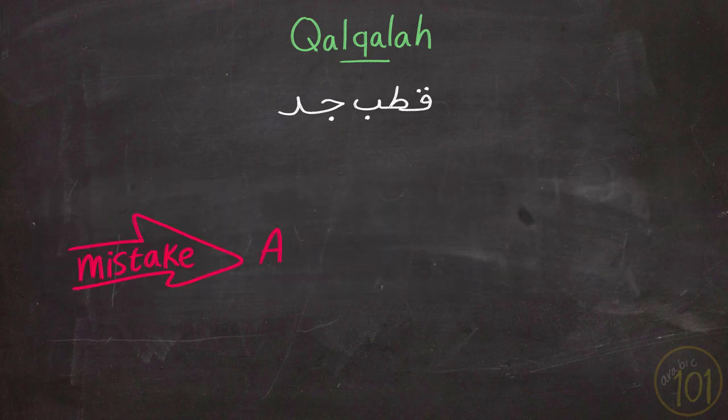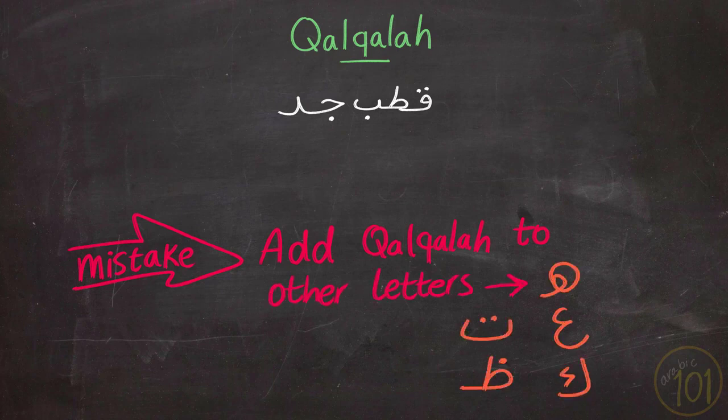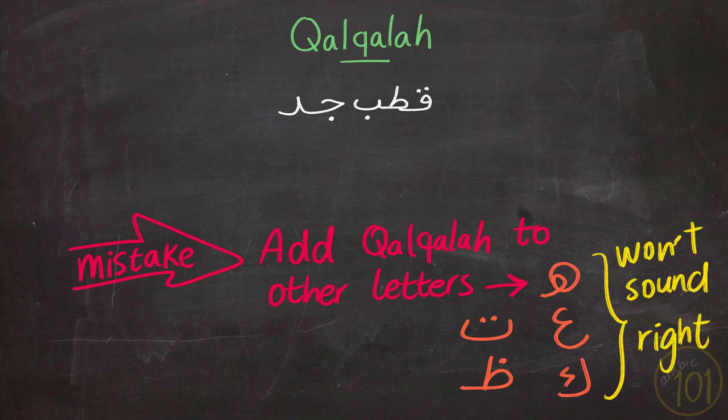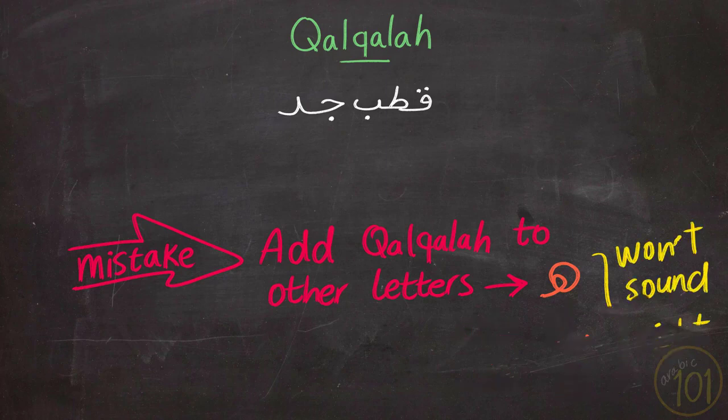However, some learners tend to add Qalqalah to letters other than these 5. And when this happens, the sound of these letters will not be properly pronounced. And that is, of course, a very common mistake, especially with new learners. Let's have a look at some examples to understand this even better.